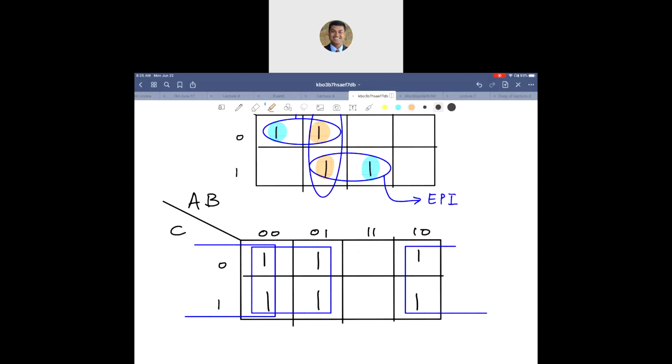And these ones are only in one group of ones, and these ones are only in one group of one, which means that both are EPI. Both prime implicants are essential in this case, because even if I remove one of them, I would have some ones that are not covered.